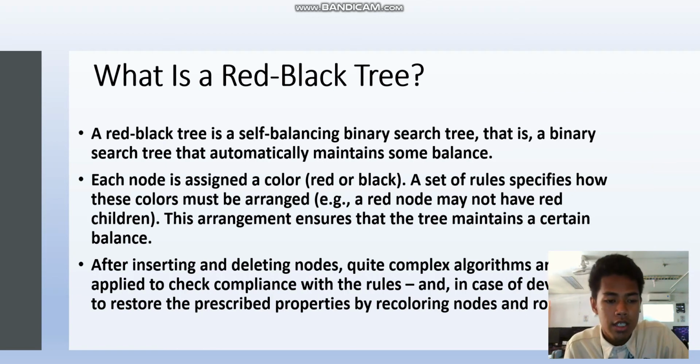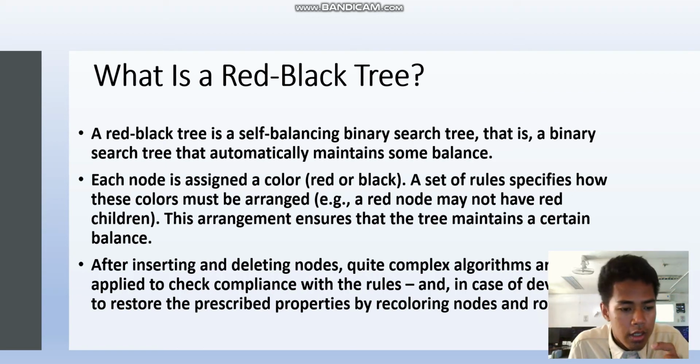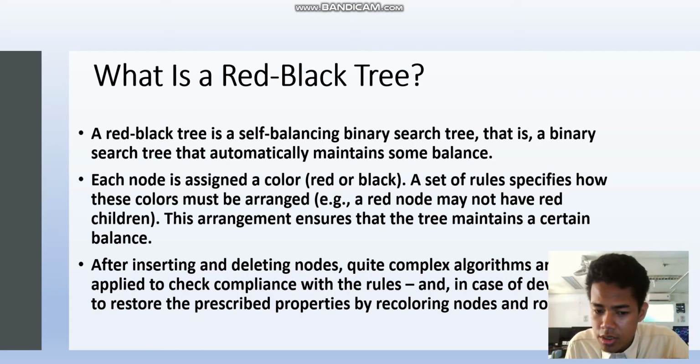some balance. Each node is assigned a color, red or black, and a set of rules specifies how those colors must be arranged. A red node may not have red children. This arrangement ensures that the tree maintains a certain balance. After inserting and deleting nodes, quite complex algorithms are applied to check the rules, and in case of violations, to restore them.